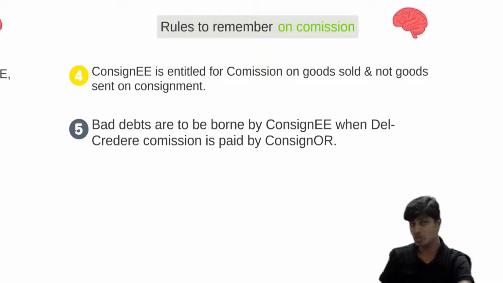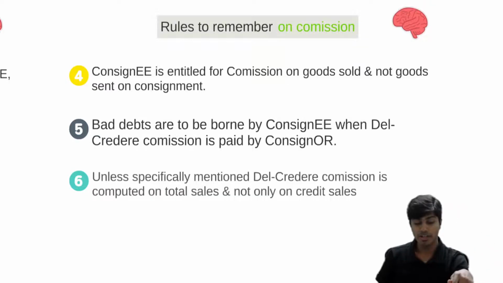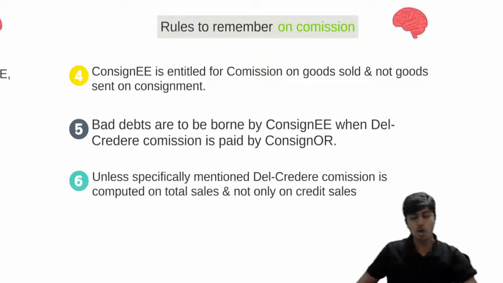If del credere commission is not paid, bad debts will be borne by the consignor. Then all the expense, this entire commission, will be debited to P&L account. Sorry, in our consignment account. Then the next point I wanted to tell you is that unless specifically mentioned, del credere commission is to be computed on total sales, not exclusively on credit.